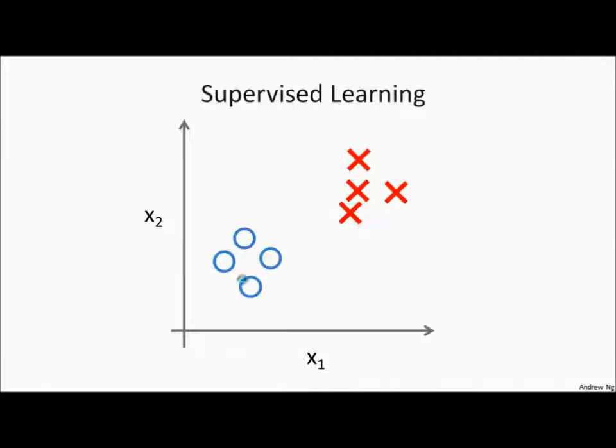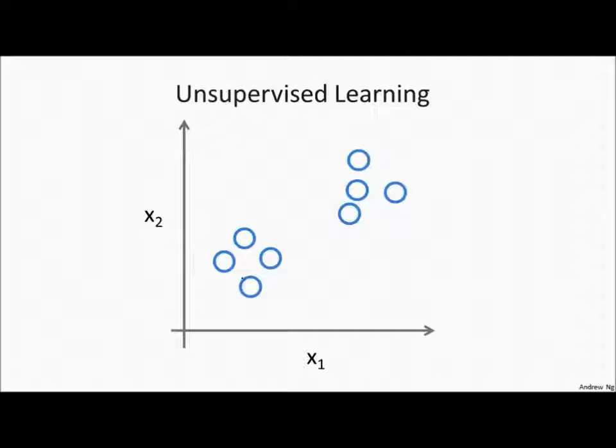We're given data that doesn't have any labels, or that all has the same label, or really no labels. So we're given a data set, and we're not told what to do with it, and we're not told what each data point is. Instead, we're just told, here is a data set. Can you find some structure in the data?